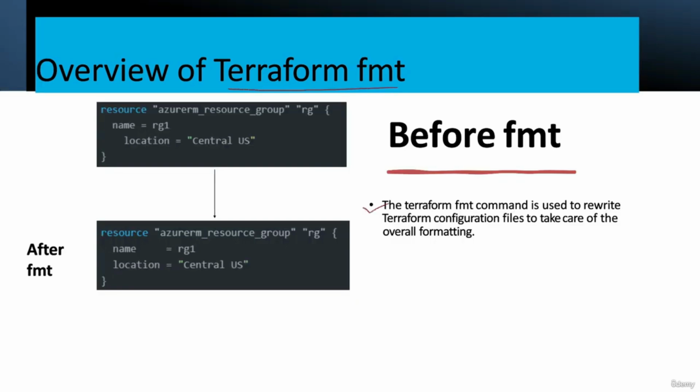What is the main functionality of the Terraform format command? The Terraform format command is used to rewrite Terraform configuration files to take care of the overall formatting. So the Terraform format command is basically responsible for the formatting. What exactly is the meaning of it? If you see the first diagram here, the name and the location are not aligned, but after running the Terraform format, the name and the location are aligned with each other.